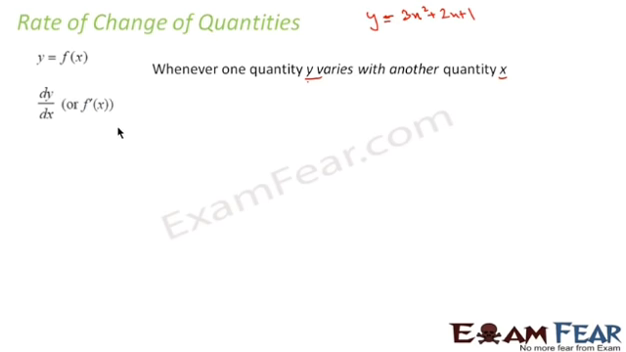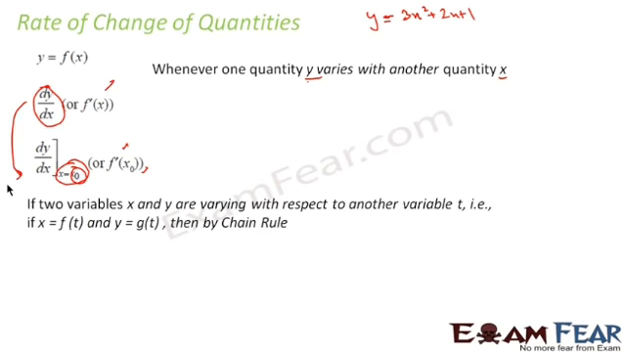Then my dy by dx we have studied is nothing but f dash x. Now dy by dx at some point x is equal to x naught is nothing but f dash x naught. This is also we have learned. Also, if you have two variables where x and y vary with respect to t, x and y are not directly linked, but they are indirectly linked with respect to t, where I say x is equal to f(t) and y is equal to g(t).